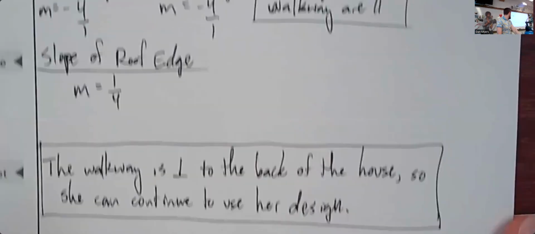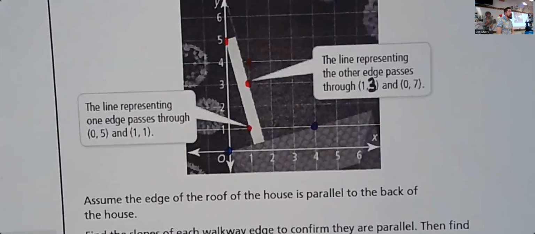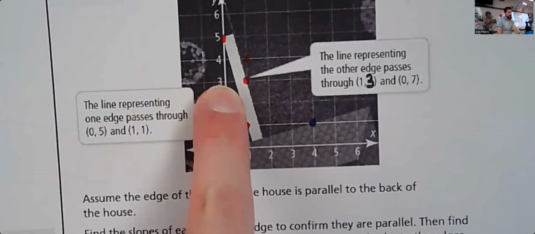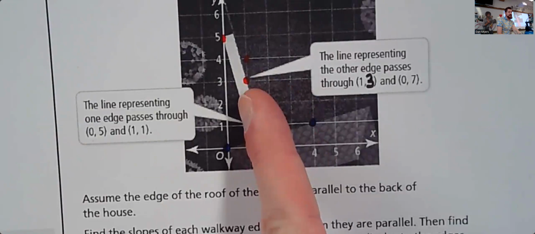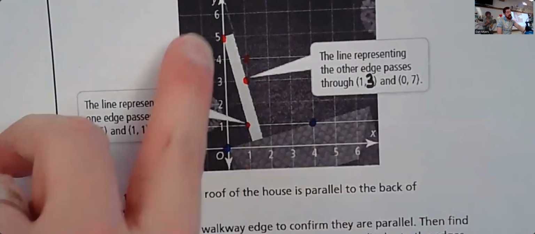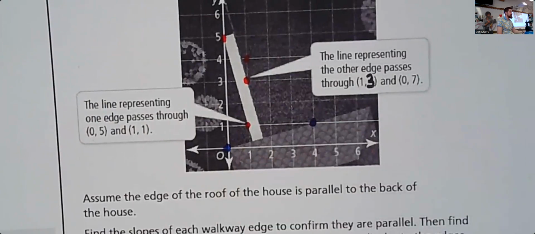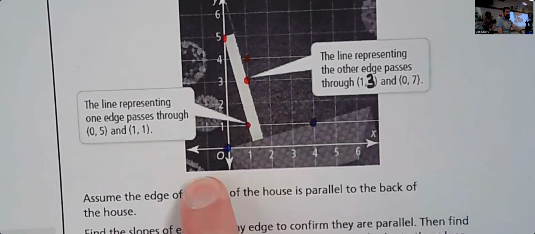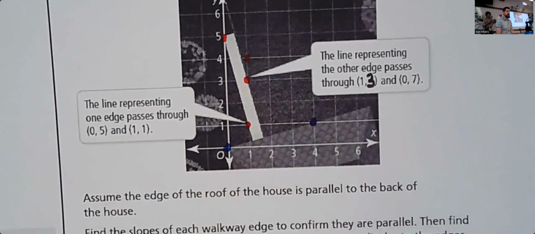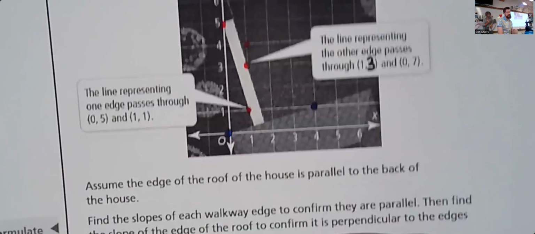The other reason is because there are 2 edges to the walkway, if the left edge and the right edge were different, one of them might have said that, yes, it's perpendicular to the back of the house. However, the other one might have said that it wasn't perpendicular to the house if those 2 were not parallel. If they weren't parallel, then they both wouldn't be perpendicular. And so it's necessary to know that both edges of the walkway are parallel, because that means they're going to have the same relationship between the back of the house. Otherwise, it could kind of mess things up. So that was why we needed to do that, even though it didn't tell us we needed to do that.